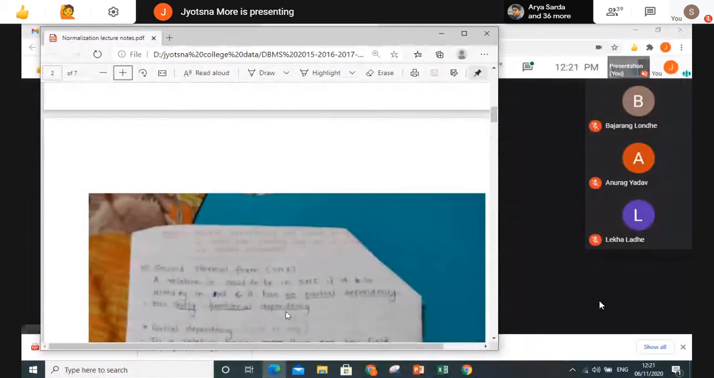Now, what do you mean by partial functional dependency? That concept I will clear for you. This partial functional dependency exists only when we are having a primary key as a combination of two or more attributes. When we say the primary key is a combination of two or more attributes, then this partial functional dependency concept comes.